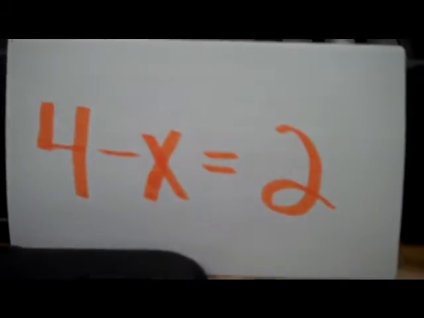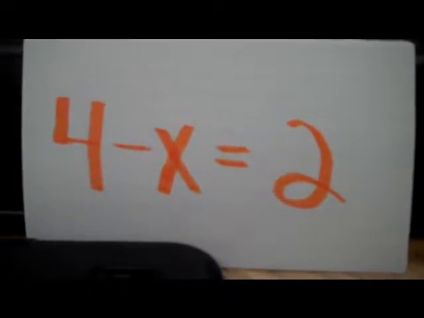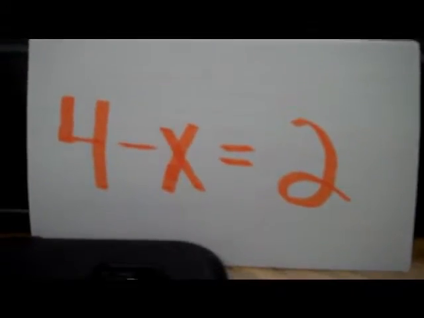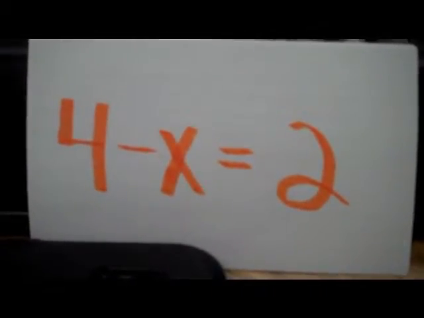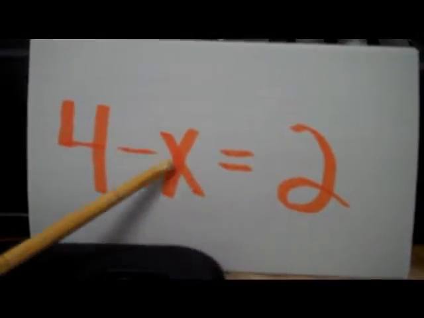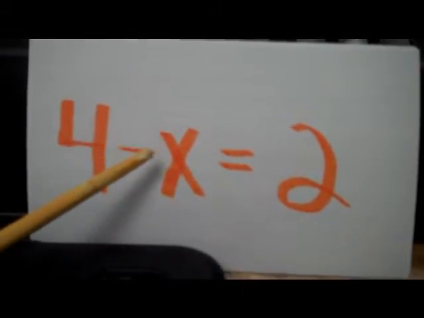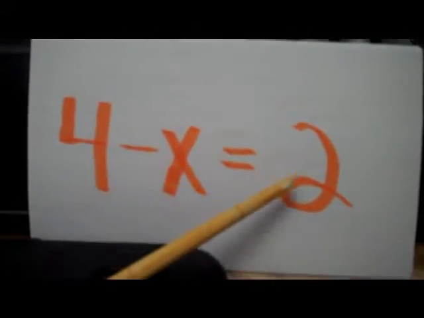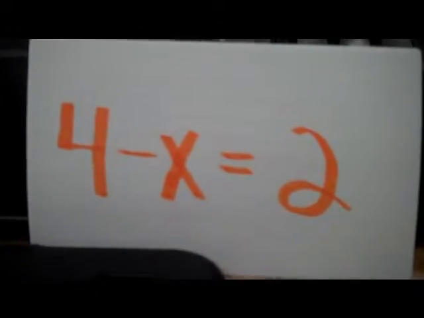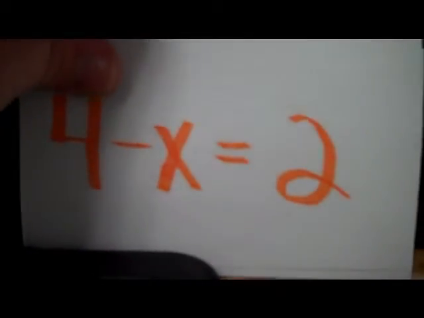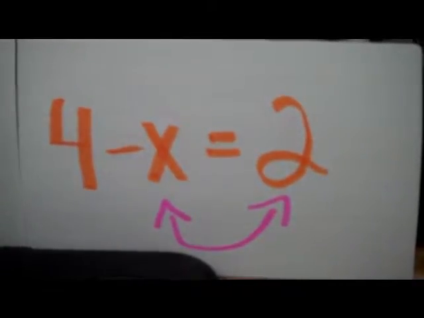If a number or the x crosses the equals, it's going to have to change value, and I'll show you what I'm talking about. Let's start with a problem. 4 minus x equals 2. Now we want to get all of our numbers on one side and the x on the other side. So we want all our numbers to be on one side of the equals and the x to be on the other. Now the easiest way to do that in this problem is to bring that 2 over.